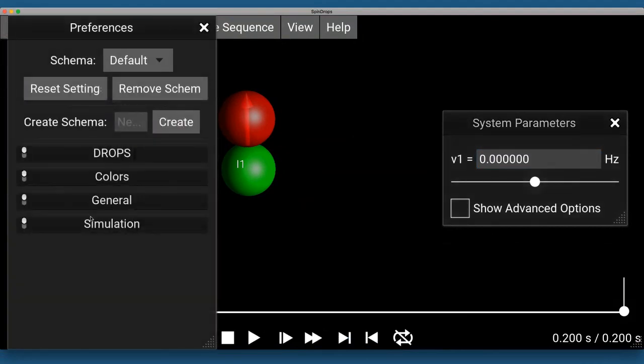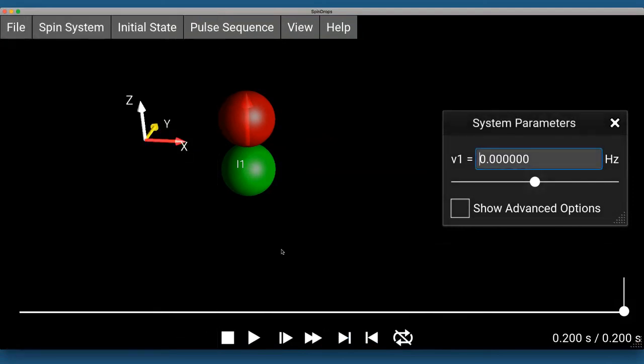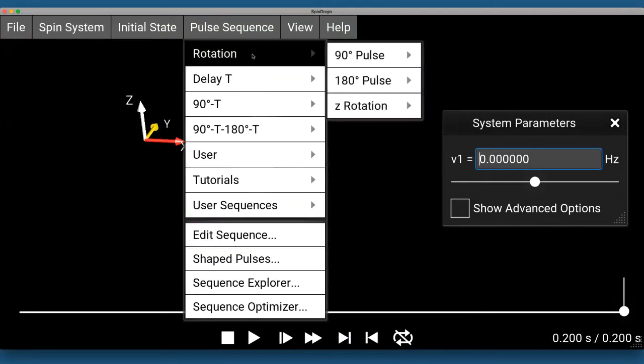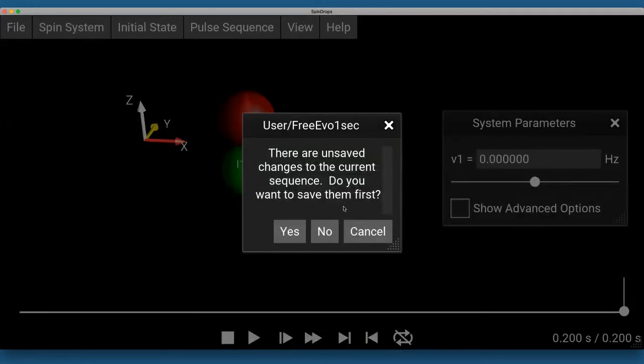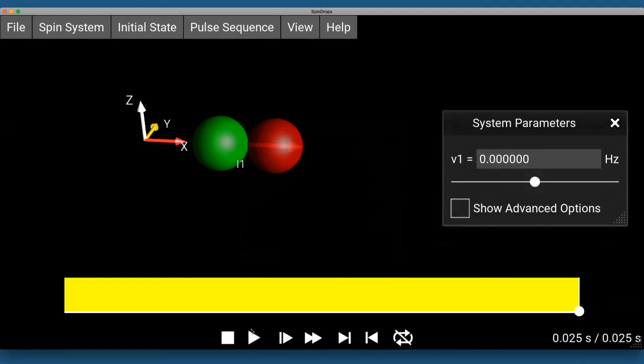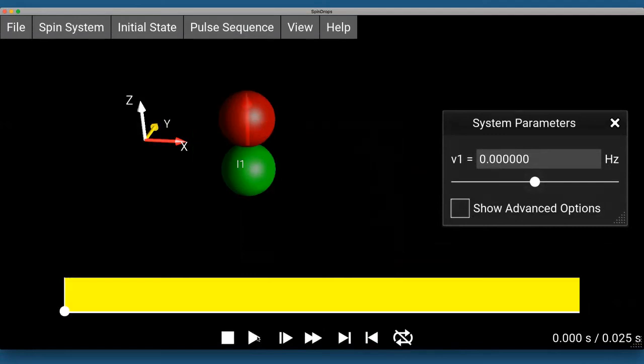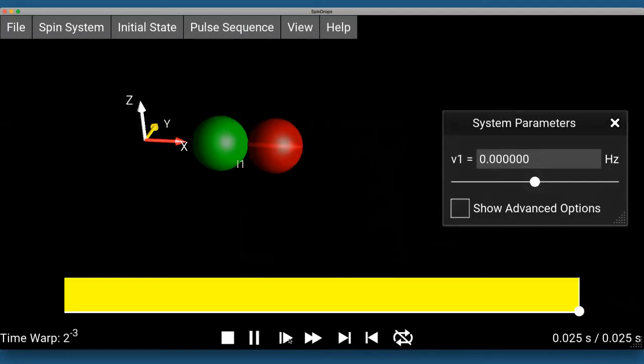And here I have these preferences. In the simulations, I can choose between ideal pulses and non-ideal pulses. So if I have an ideal pulse, let's take a 90-degree pulse around the y-axis, which would bring me to x. This is the pulse now, and if I start and run, do it slower.